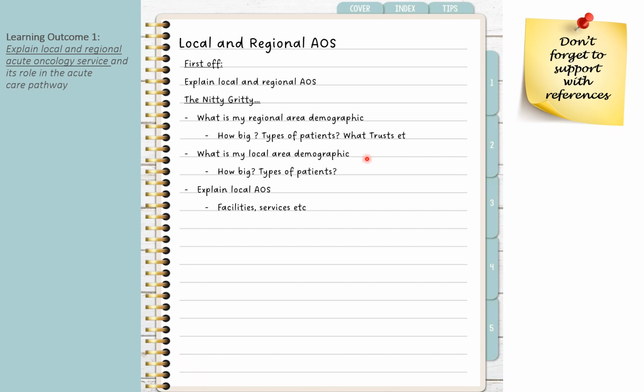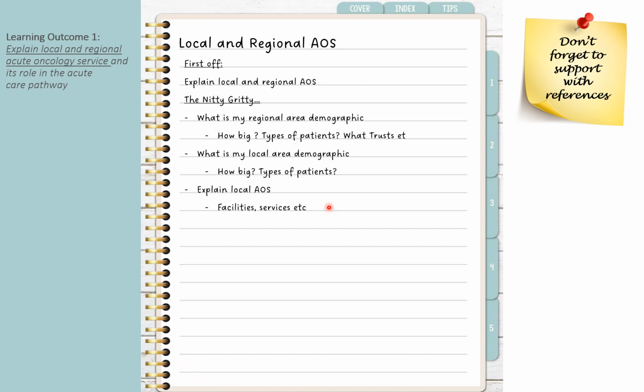So, for example, does your local area demographic, is that actually 50% of the regional area? So it's a big local area, or is it a smaller local area? And finally, you need to explain your local AOS service, so you really effectively. So what facilities are available? What services do you offer?